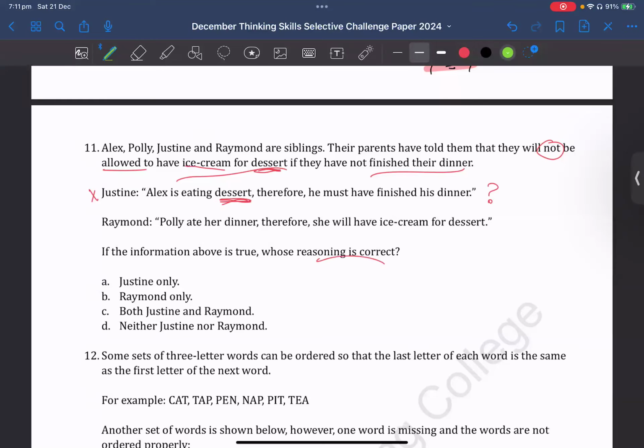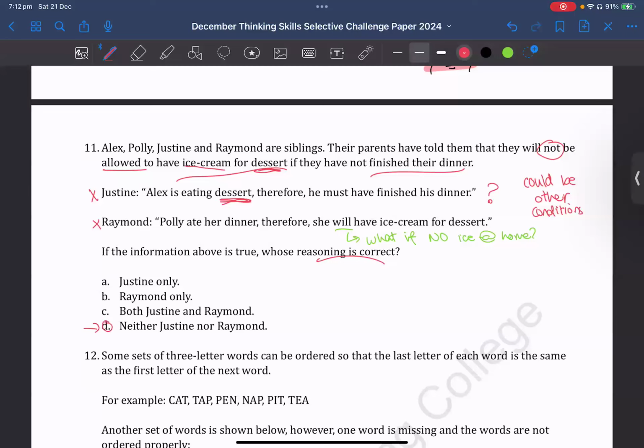But a very easy counter argument for this is, okay, there could be other conditions. For example, what if there is no ice cream at home? If there's no ice cream, yes, you're allowed to have ice cream because you finished your dinner, but that doesn't mean you will 100% have it. The key thing to keep in mind is that there could be other conditions involved before you definitely do eat ice cream. So, therefore, both of these are wrong.